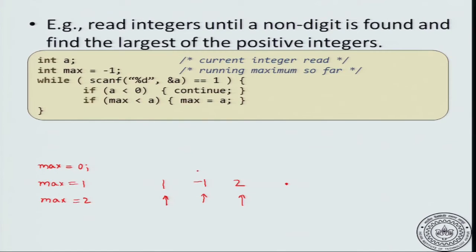So this is the part that we want to focus on. If it's a negative number, skip. Okay. So here is the code for doing that.